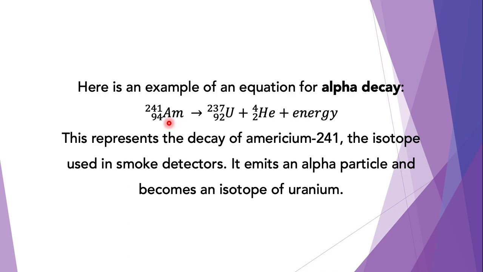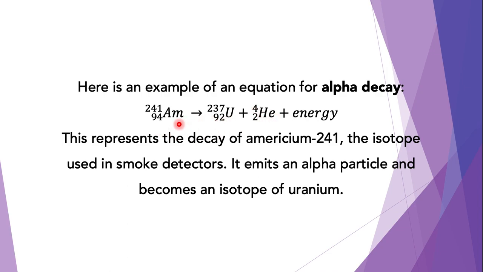So as you can see, an alpha decay has occurred with this americium atom, because americium is a radioactive atom. So americium releases an alpha particle. It changes into a uranium atom. So an alpha particle is 4 nucleons and 2 protons. So all we have to do is subtract 4 from the nucleon number and 2 from the proton number, and we will get the atom of uranium.